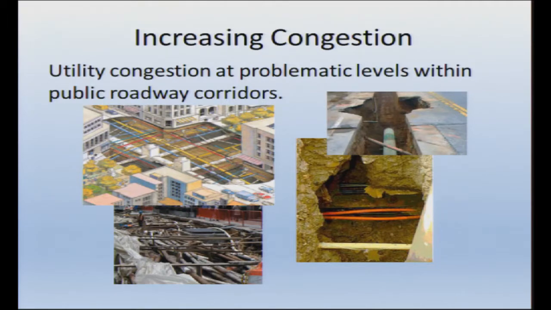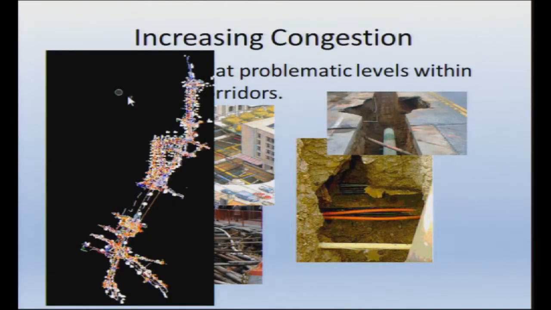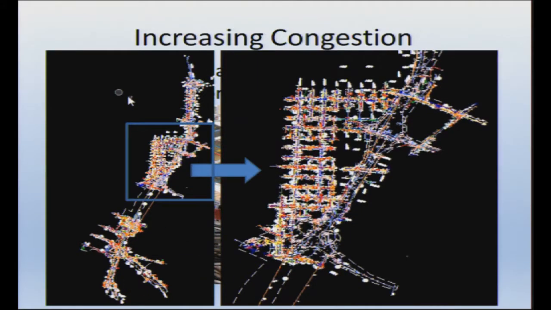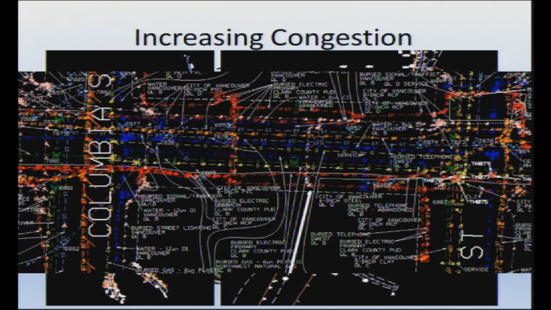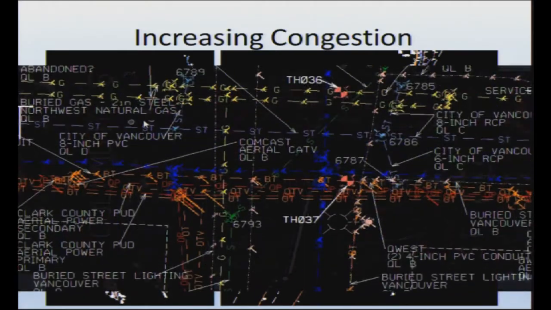So we've got utilities all over the place. This is a project we are working on in Portland, Oregon, and Vancouver, Washington, the Columbia River crossing, and this is a CAD depiction showing just the utilities, with everything else turned off. This is the kind of congestion we have out there.